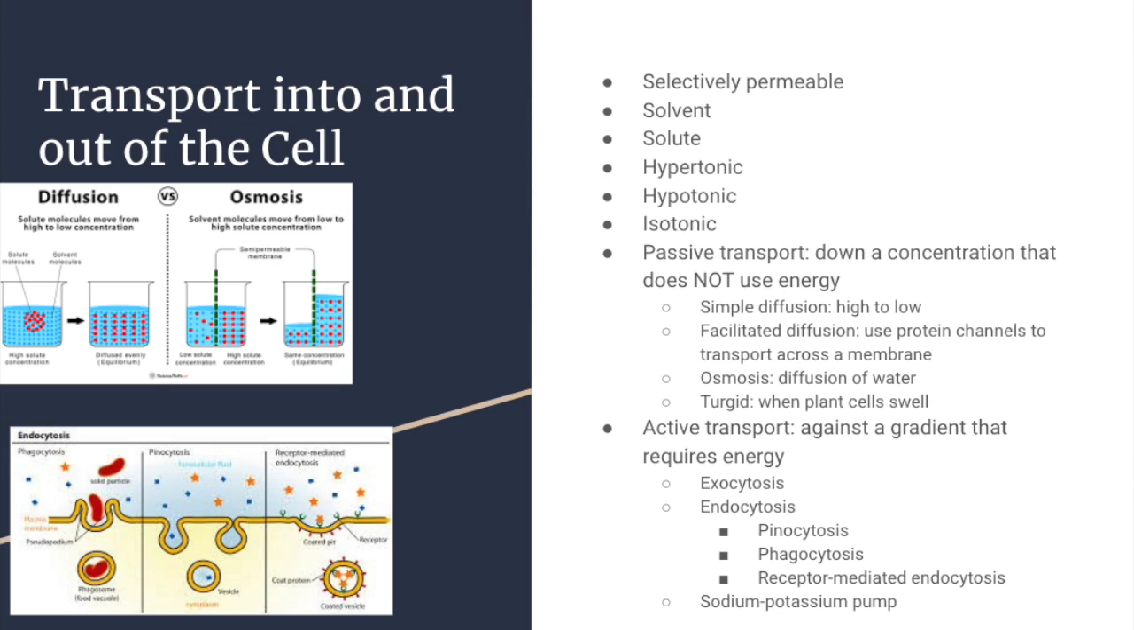Facilitated diffusion relies on special protein membrane channels to assist in transporting specific substances across a membrane. So facilitated diffusion uses proteins. Osmosis is the diffusion of water across a membrane. Water will flow toward the region of higher concentration of solute and lower concentration of solvent. So remember, water diffuses toward the hypertonic areas.